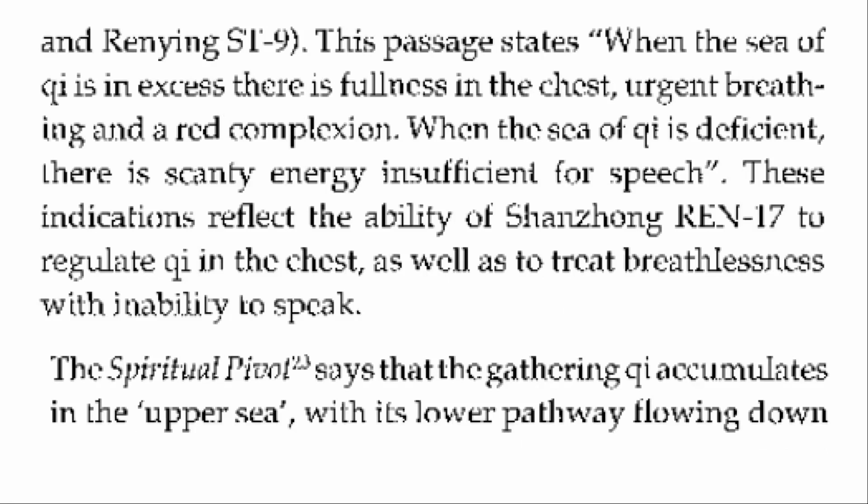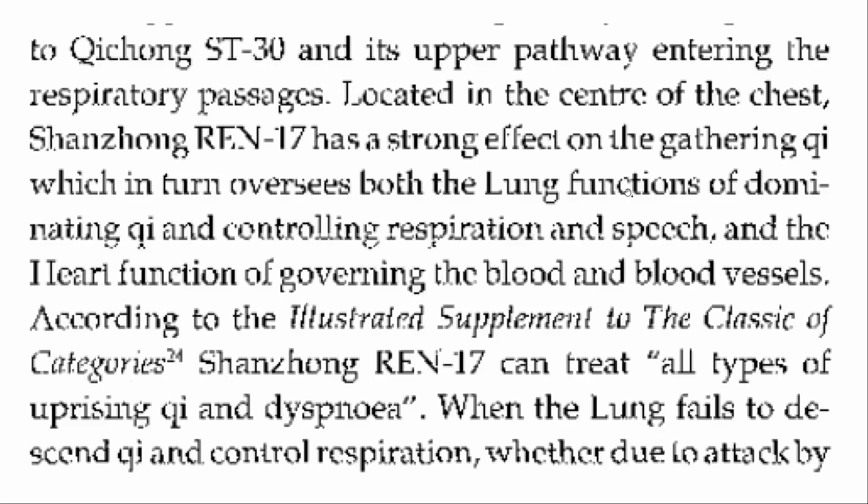The Spiritual Pivot says that the gathering qi accumulates in the upper sea of qi, with its lower pathway flowing down to Stomach 30 and its upper pathway entering the respiratory passage. Located in the center of the chest, Ren 17 has a strong effect on the gathering qi, which in turn oversees both the lung function of dominating qi and controlling respiration and speech, and the heart function of governing the blood and blood vessels.